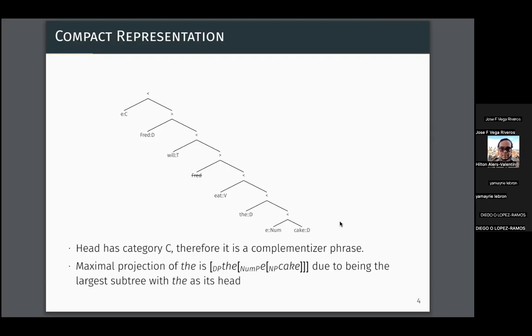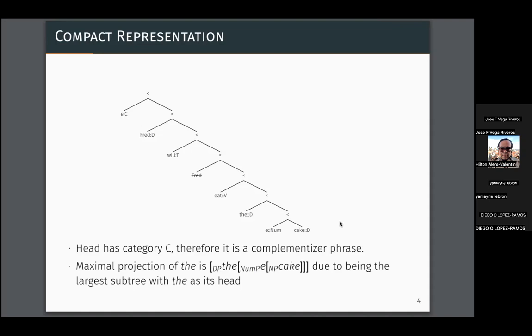So wait, are we talking about the lowest one? Yeah, that means that this is the head of this particular subtree. Okay, and this means that this is the head of this subtree. Okay, pretty much. So it's telling you where the head is.